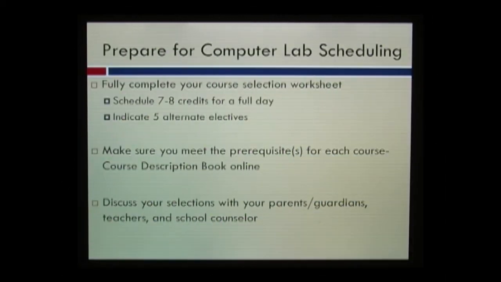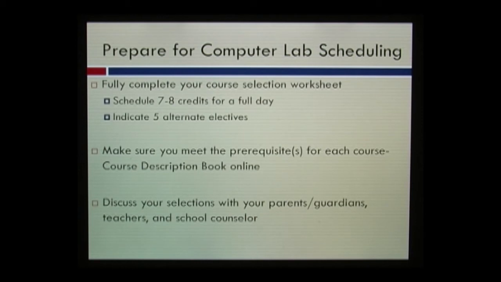As we get ready to prepare for computer lab scheduling, please make sure that you have fully completed your course selection worksheet. You need to schedule between 7 and 8 credits for a full day, and please mark at least 5 alternate electives. These course selection sheets are very important for us as we work over the summer to maintain the classes that you prefer to have.